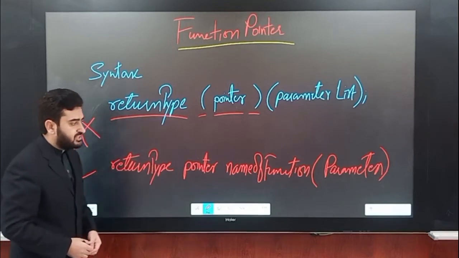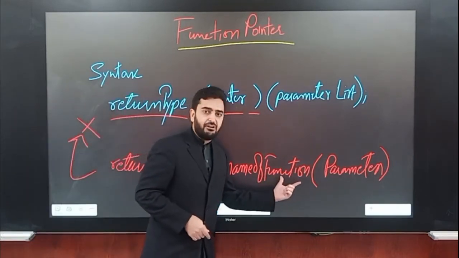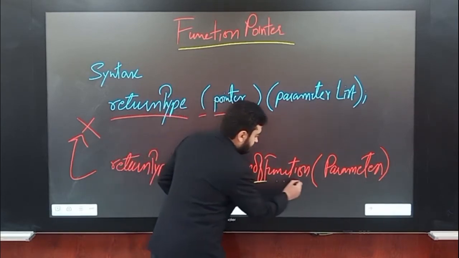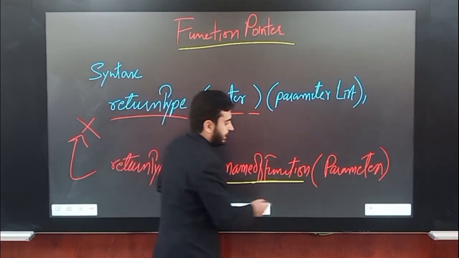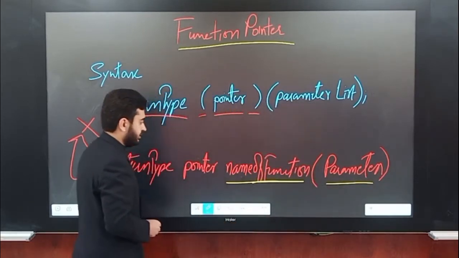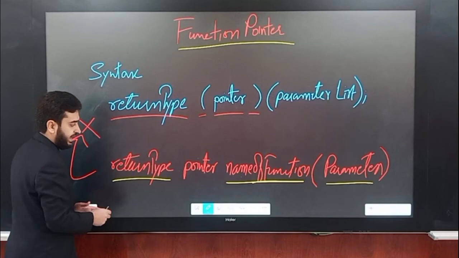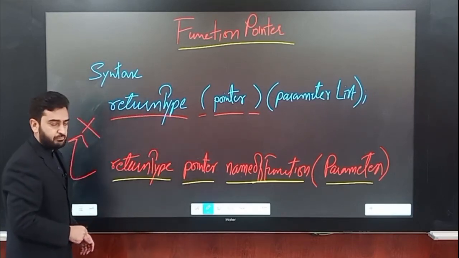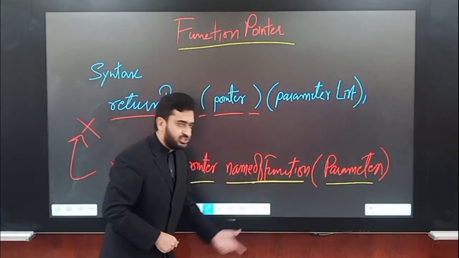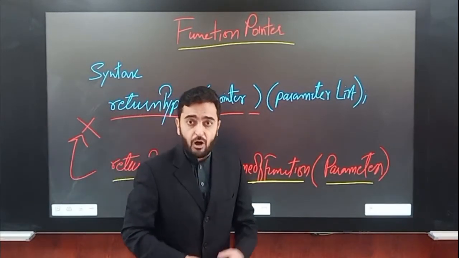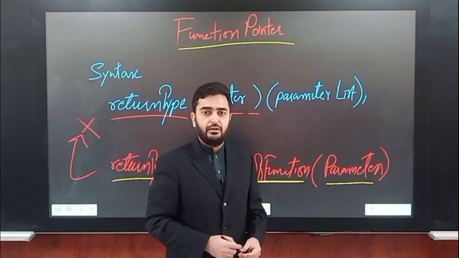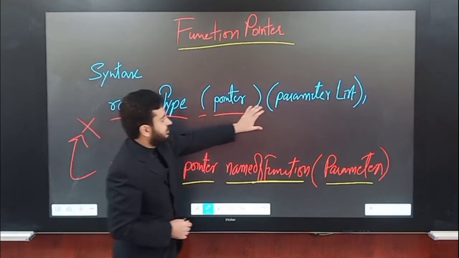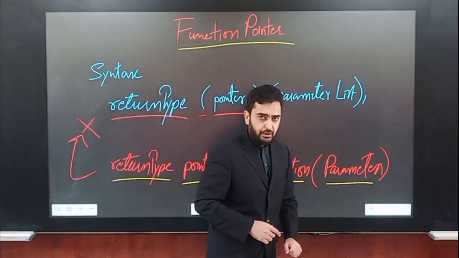This syntax actually represents that there is a user-defined function with this name and with these parameters, while returning a value, but that value is of pointer type. So it means that this function is going to return a pointer value. Okay, so let's see how we can introduce this syntax of the pointer to a function in our programming.